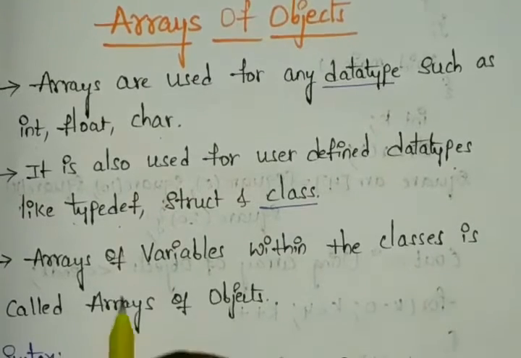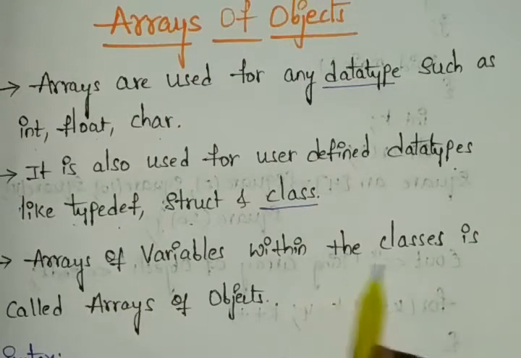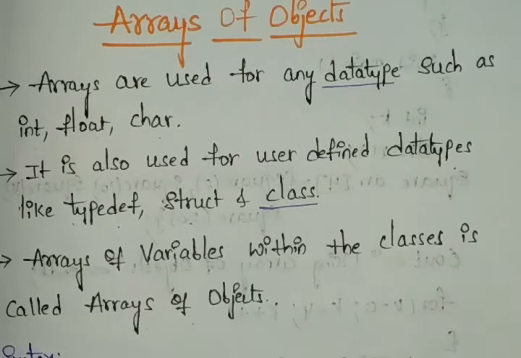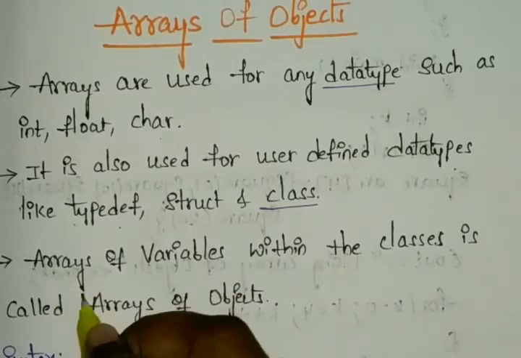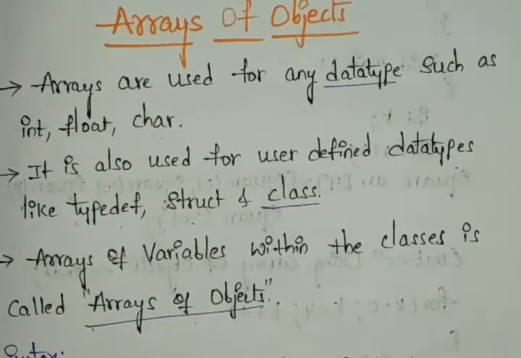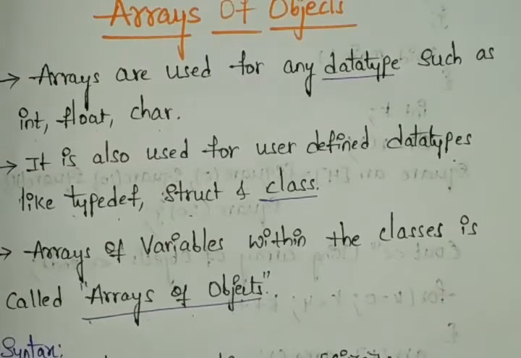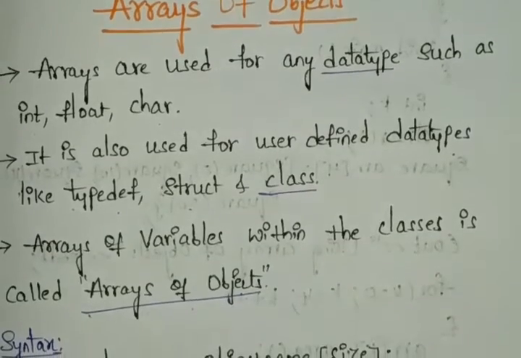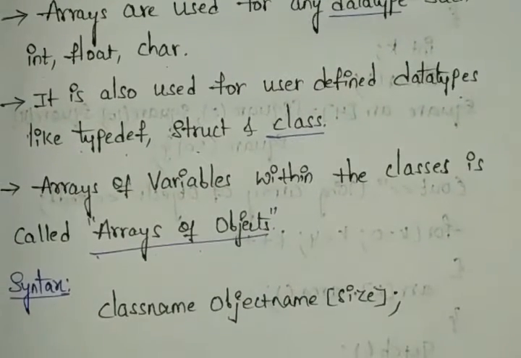So arrays of variables of a class type, we can call arrays of objects, right? Once you create the arrays by using classes, automatically the arrays are created by using the objects also. Here we have the syntax for the arrays of objects. Let's see.